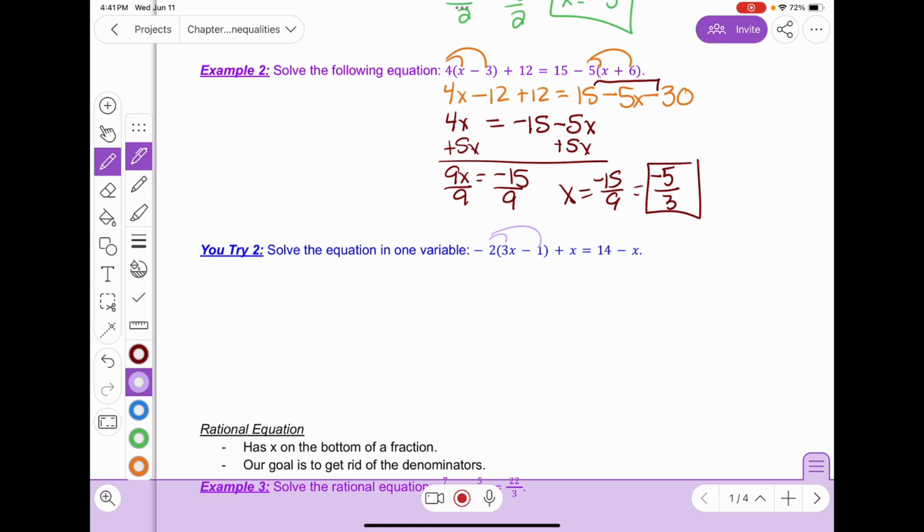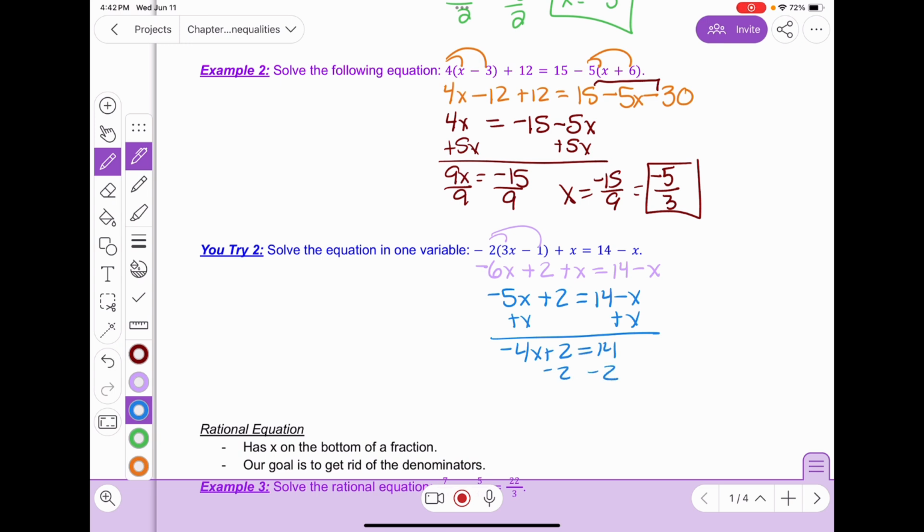We do the same thing here, so we're going to distribute that negative 2. So negative 2 times negative 1 becomes positive 1. Combine our like terms, so negative 6 plus 6 is negative 5x. Then we'll bring the x over. So negative 5x plus x is negative 4x.